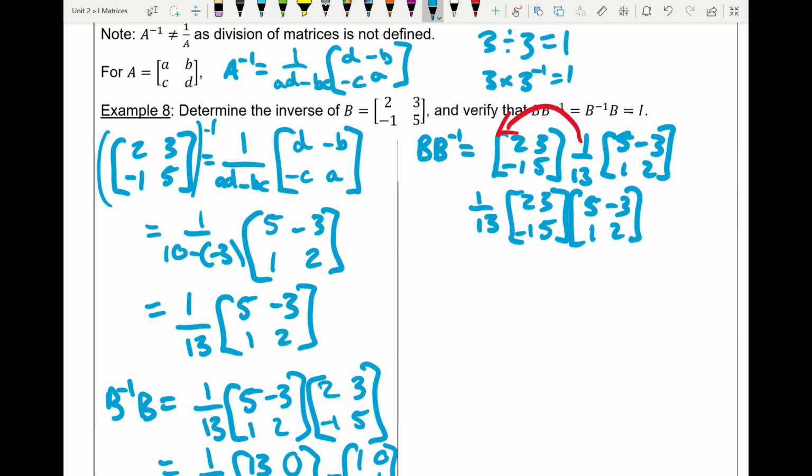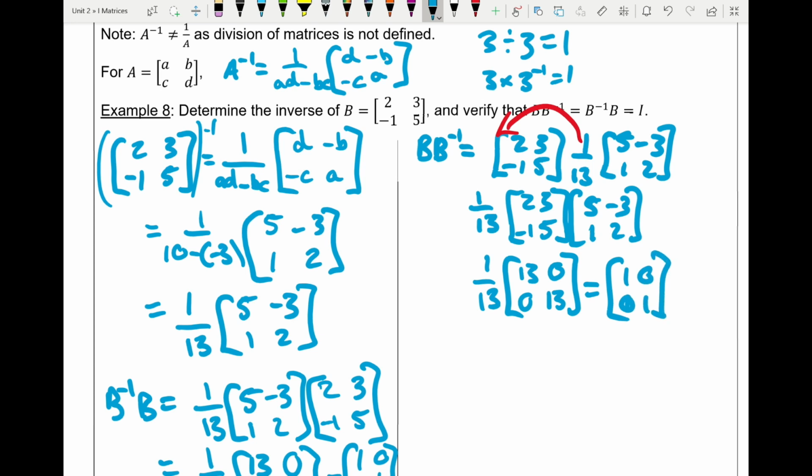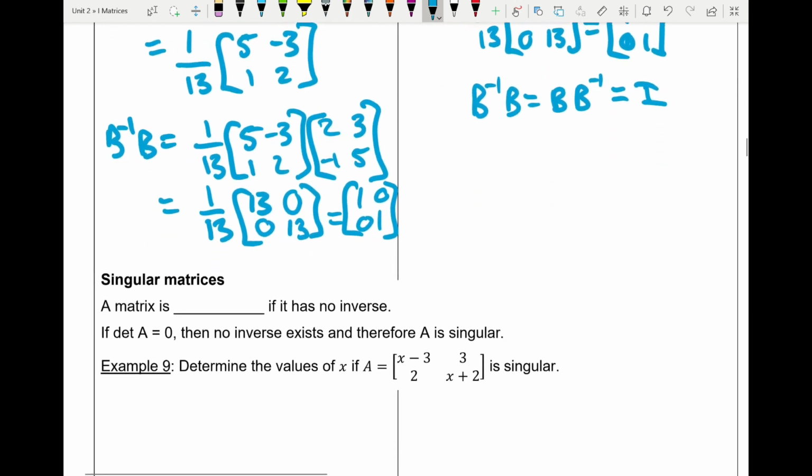And so what we get is 1/13 of 2 times, hey, these are the same sums that we were just looking at. So this becomes 13, 0, 0, 13. You can check that if you don't believe me. And so that is also the identity. So we see that no matter which way we multiply the inverse and the original, we get the identity.